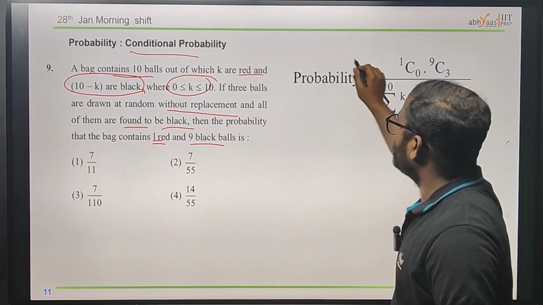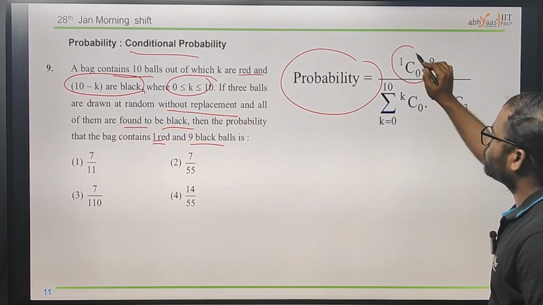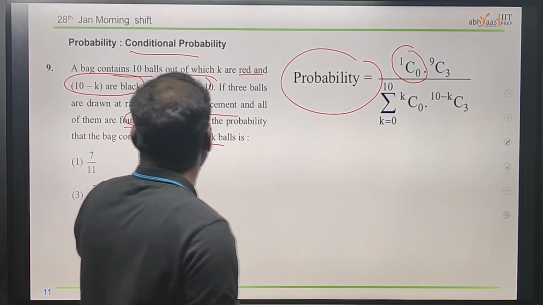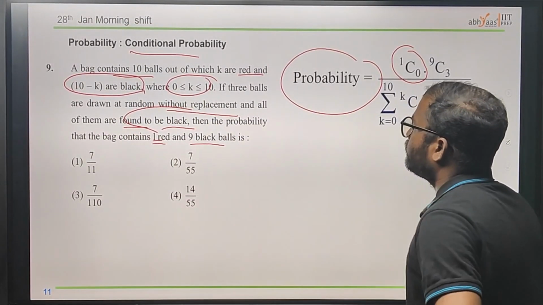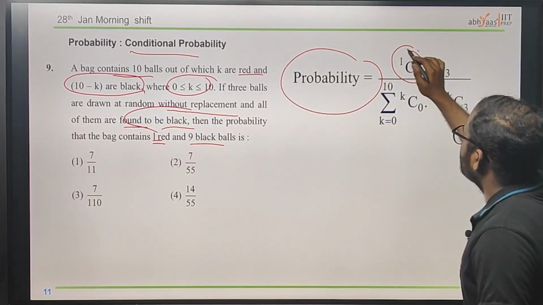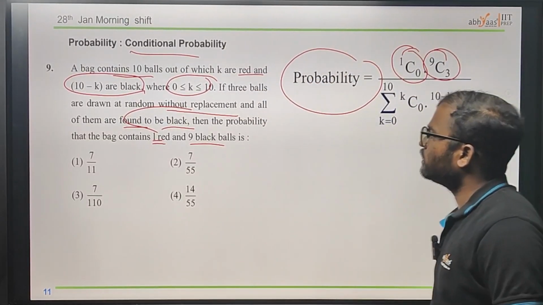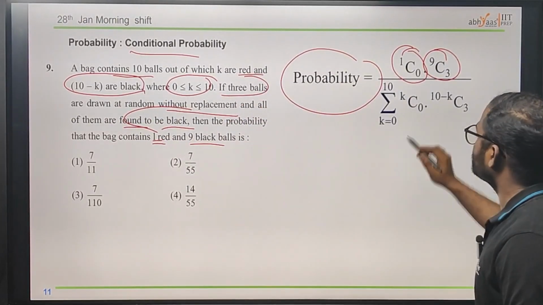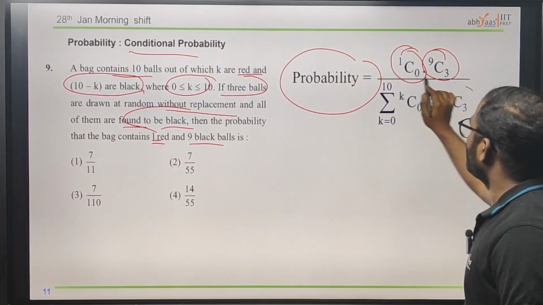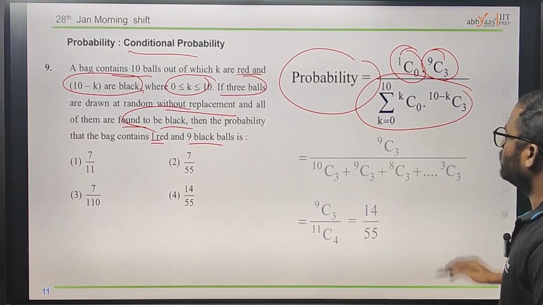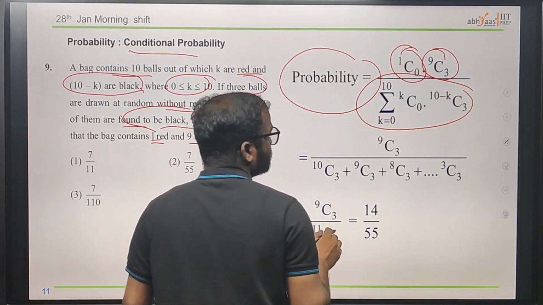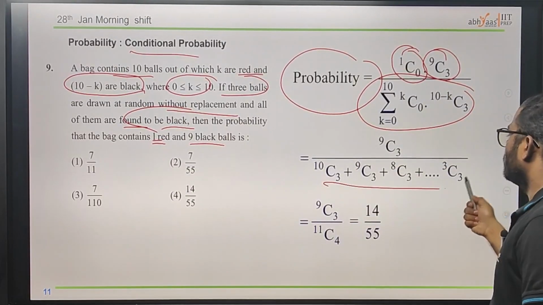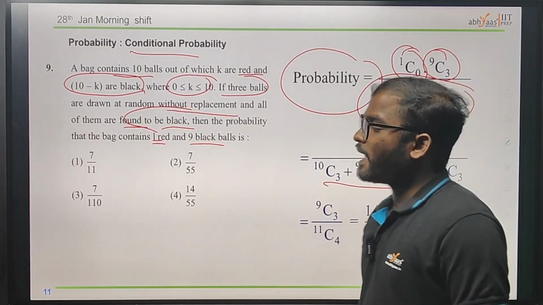Here, for the probability we take 1C0 for the 1 red ball, since there are 10 balls and k are red. We need to check 1C0 and 9C3 ways, as 3 balls are drawn at random without replacement. For that reason we check that case. Now making further simplifications and summing all these things we get this, with 9C3 ways for the black balls itself.